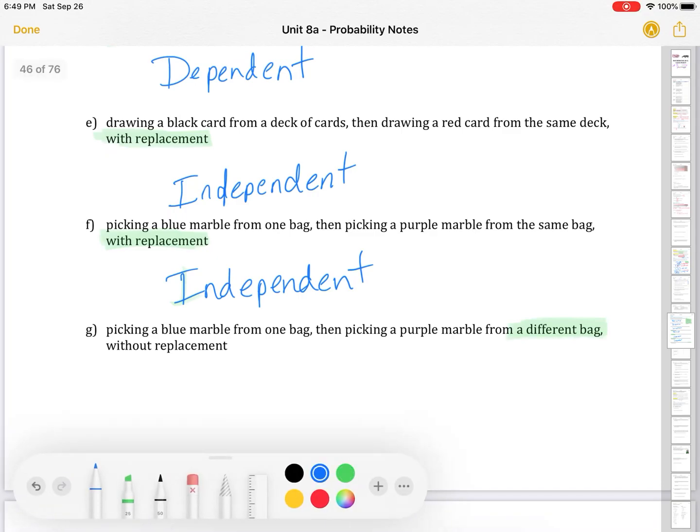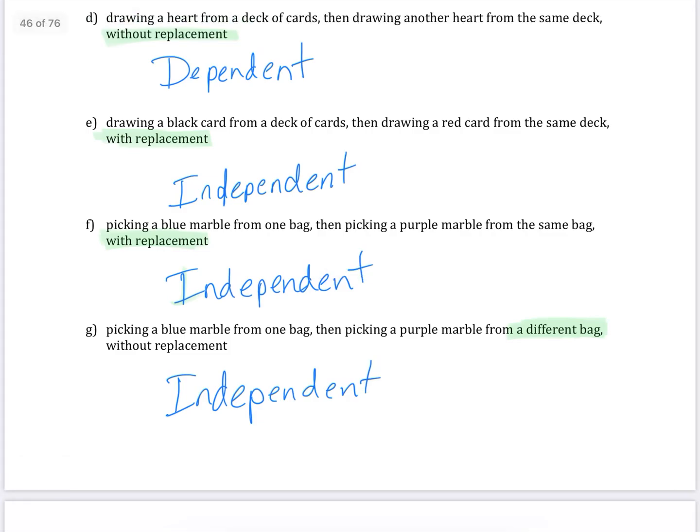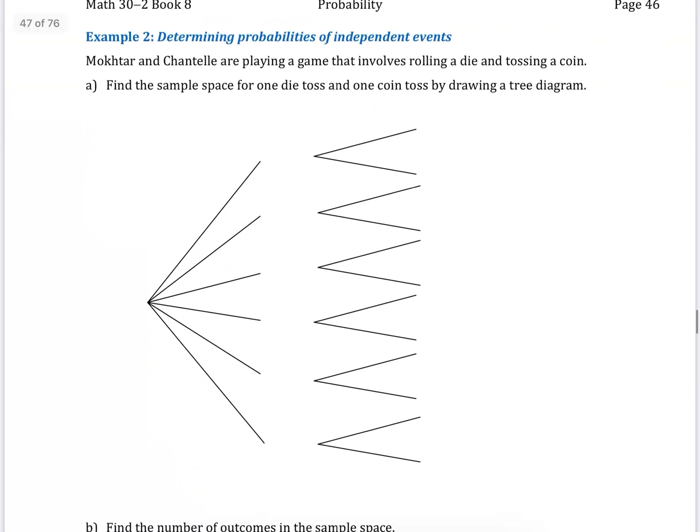Okay. Picking a blue marble from one bag, then picking a purple marble from a different bag without replacement. Okay, well, we haven't replaced, but it's a different bag. So it's like the first example with Layla and Karis. The bags haven't changed, so picking that first marble is not going to impact the second pull. So it would be independent. And I need to learn to spell. Independent. Okay? Hopefully, those examples are helping you understand the concept better.